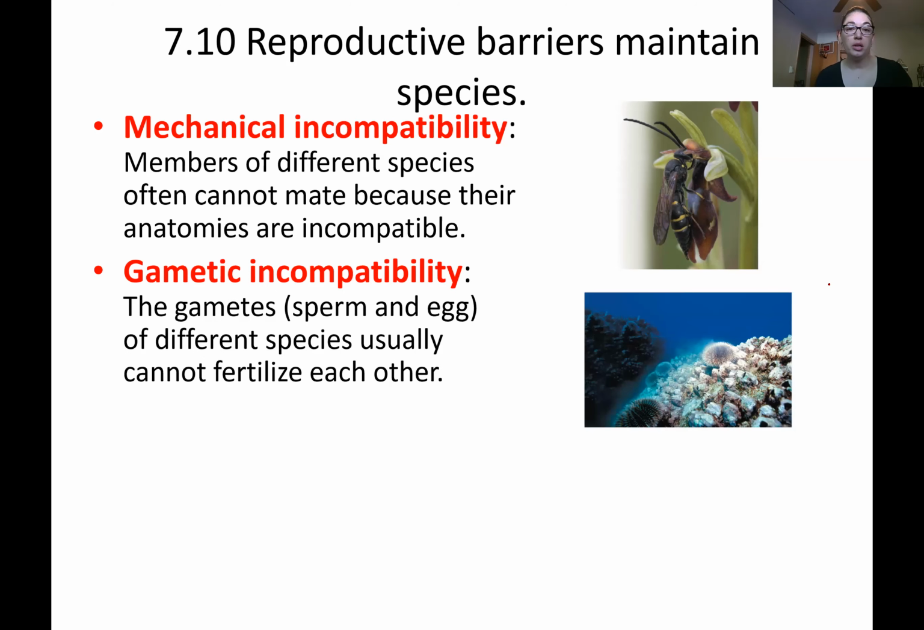Another type of reproductive barrier is gamete incompatibility. This is where the gametes, the sperm and eggs of an organism, can't fertilize each other if they're from different species. This is often found in bodies of water. For example, corals release their eggs and sperm all at the same time into the water. And then we hope that the egg and sperm randomly meet and fertilize into a zygote. But if you have egg from coral A and sperm from coral B, they will not be able to match up. That's gamete incompatibility, and it prevents crossing between organisms. So it's a reproductive barrier.